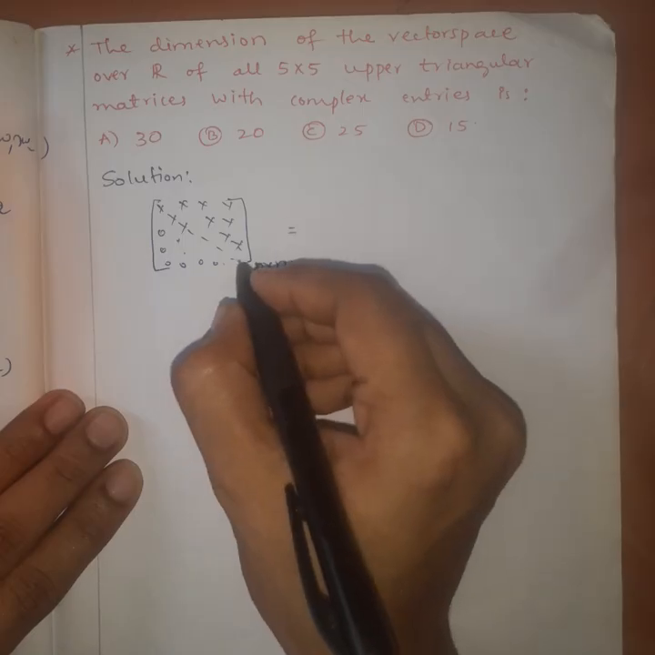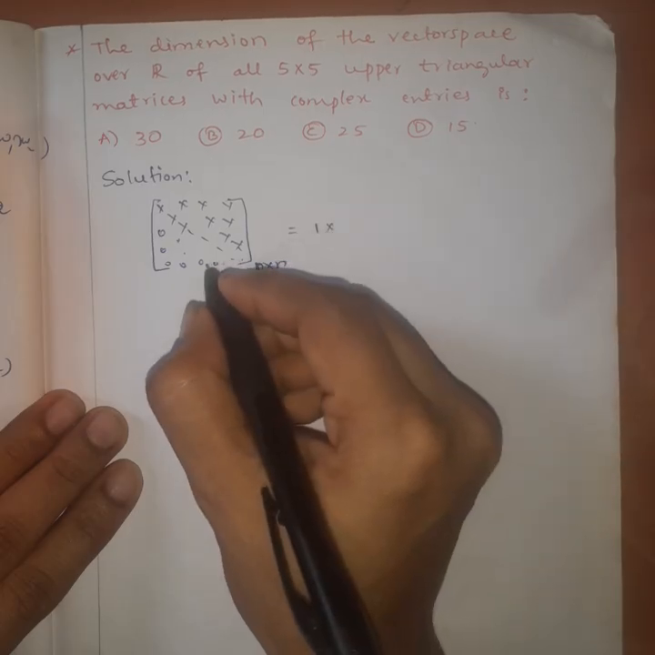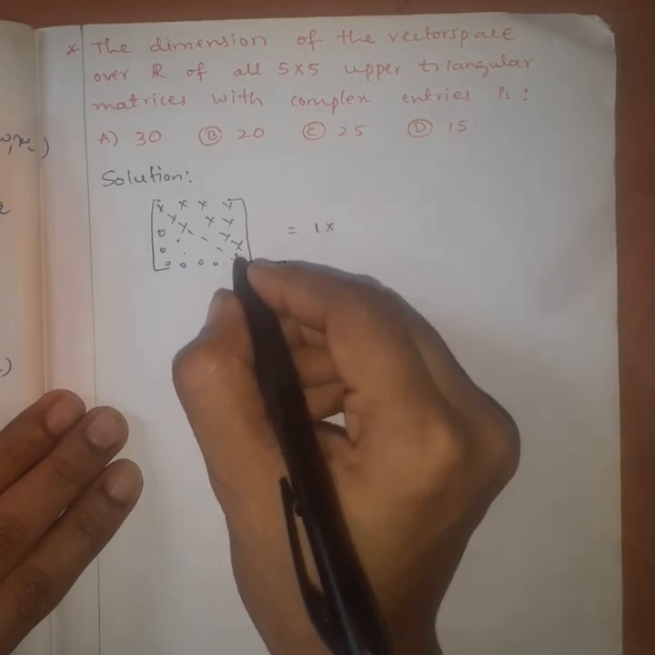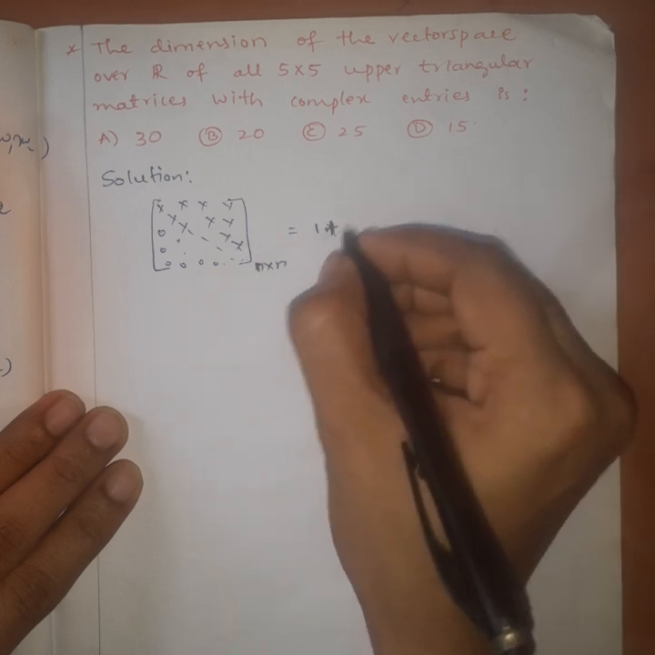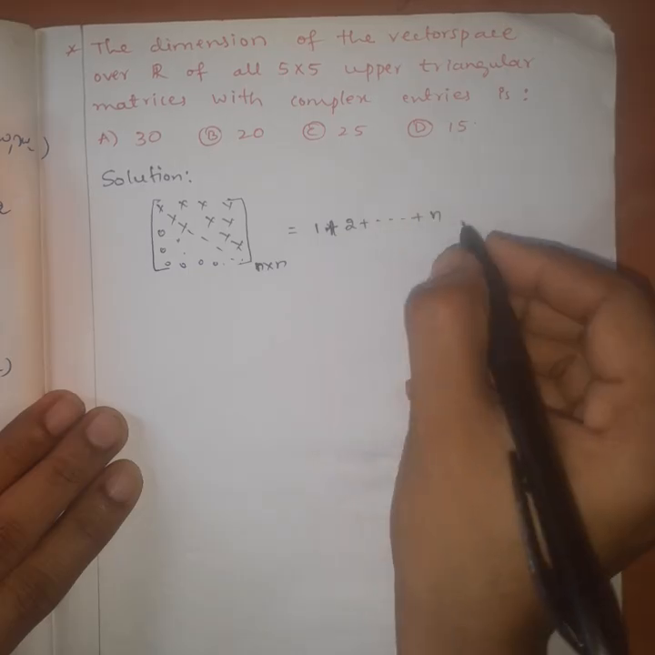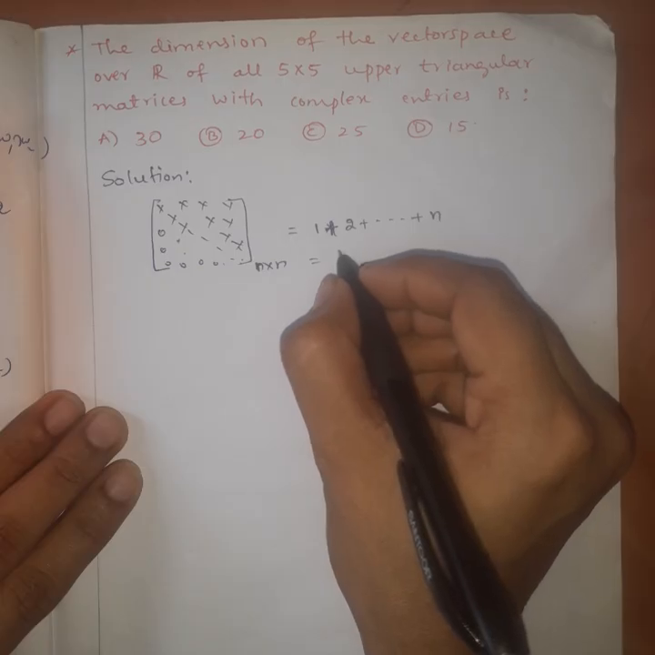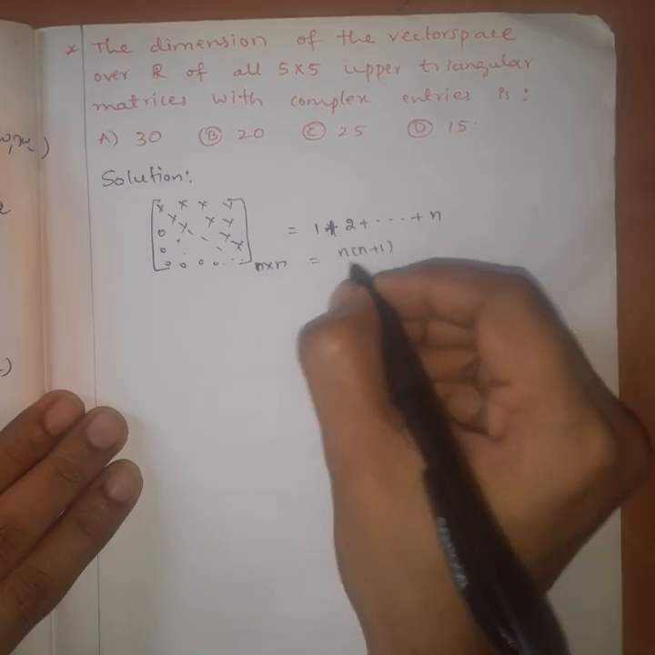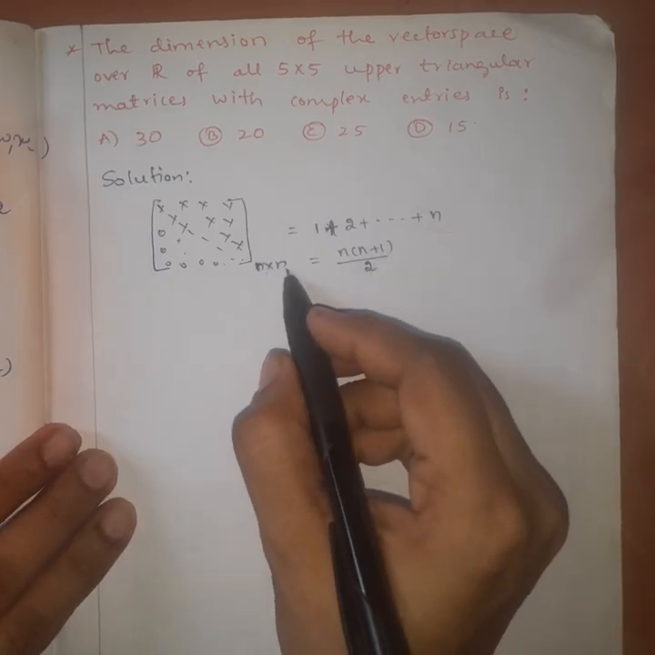So what will be the dimension of n by n upper triangular matrices? In the last row, you will get only one non-zero entry. In the row above the last row, there are 2 entries. So 1 plus 2 plus and so on plus n. The sum of the first n natural numbers, you will get n into n plus 1 by 2. This is in general for an n by n matrix.